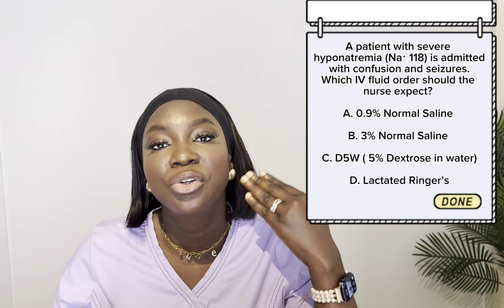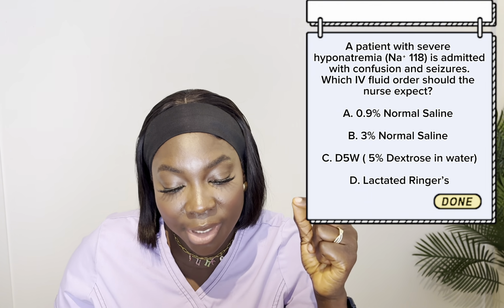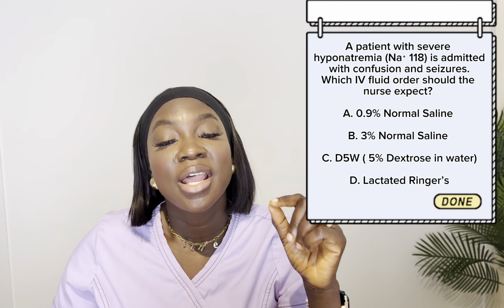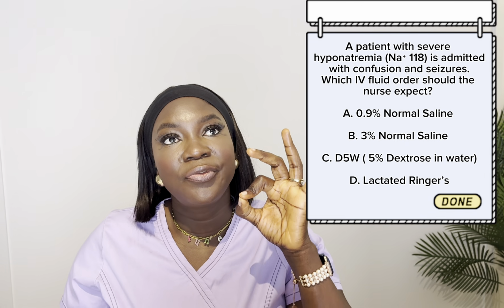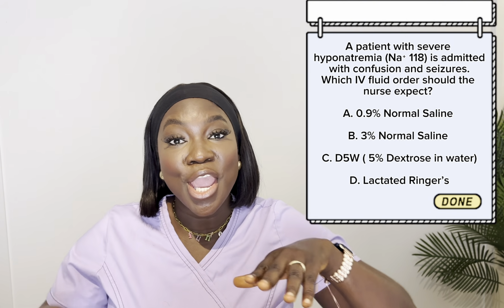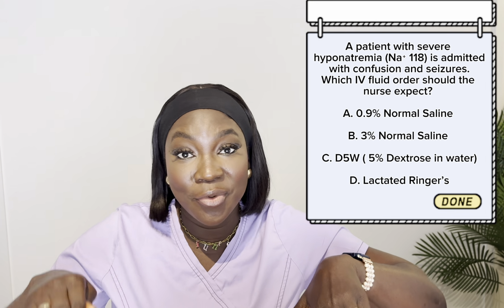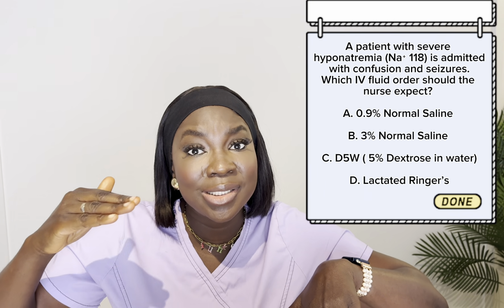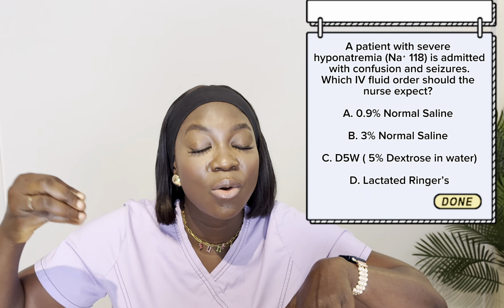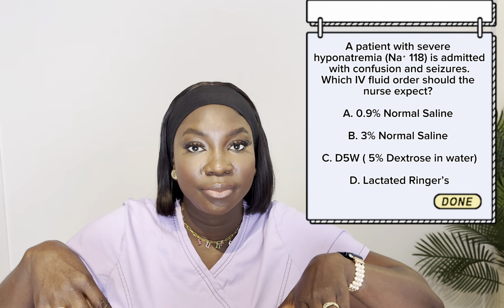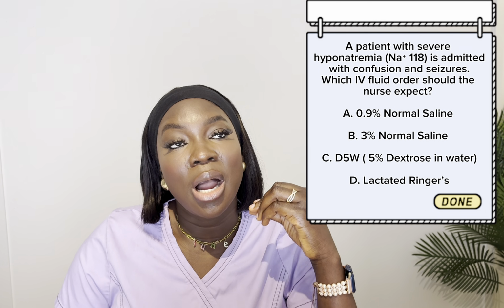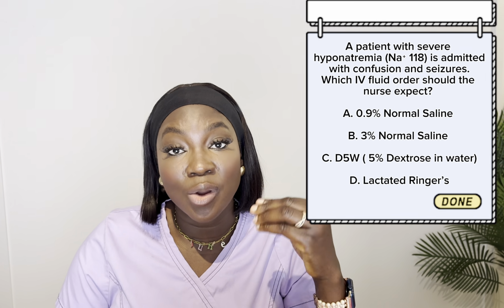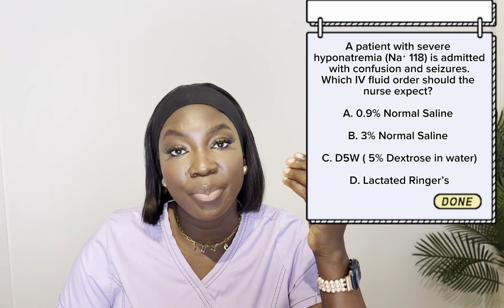So let's go through the wrong choices. A says 0.9% normal saline. This is wrong. 0.9% normal saline is an isotonic fluid, which means it contains equal amounts of salt and water, but we want a fluid that contains high salt so that it can quickly correct the hyponatremia. So in severe hyponatremia, 0.9% sodium chloride normal saline will not be useful to correct it.